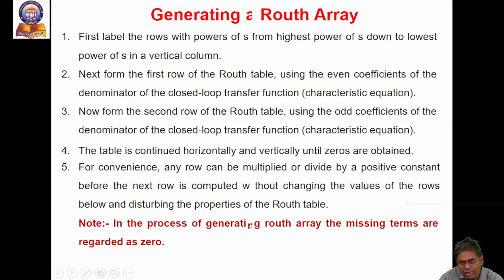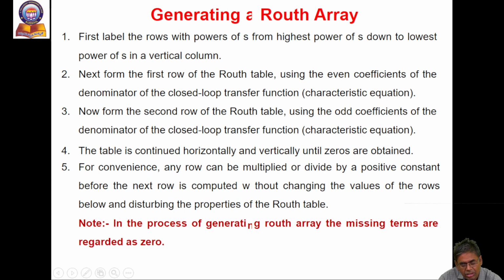Generating the array: how do we generate the array? First, label the rows with the powers of s, from the highest power down to the lowest power, in a vertical column. Next, form the first row of the Routh tabulation using the even coefficients of the denominator of the closed loop transfer function, the characteristic equation. Now form the second row using the odd coefficients of the denominator of the closed loop transfer function.